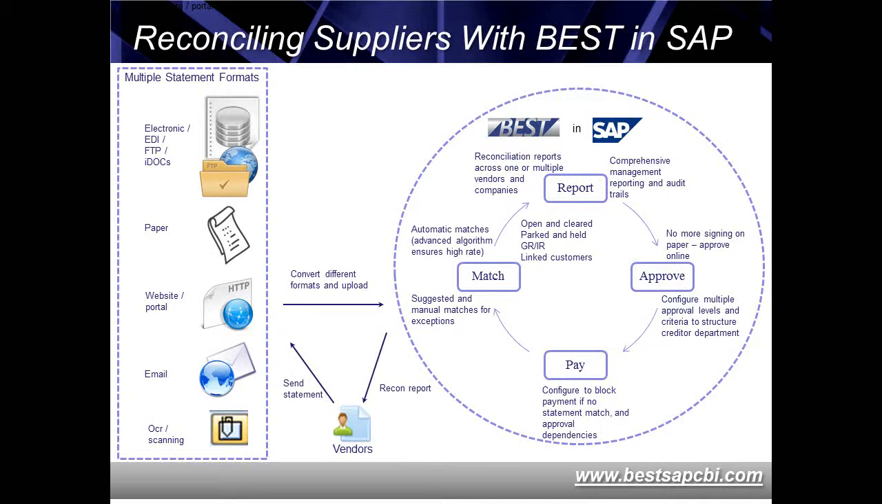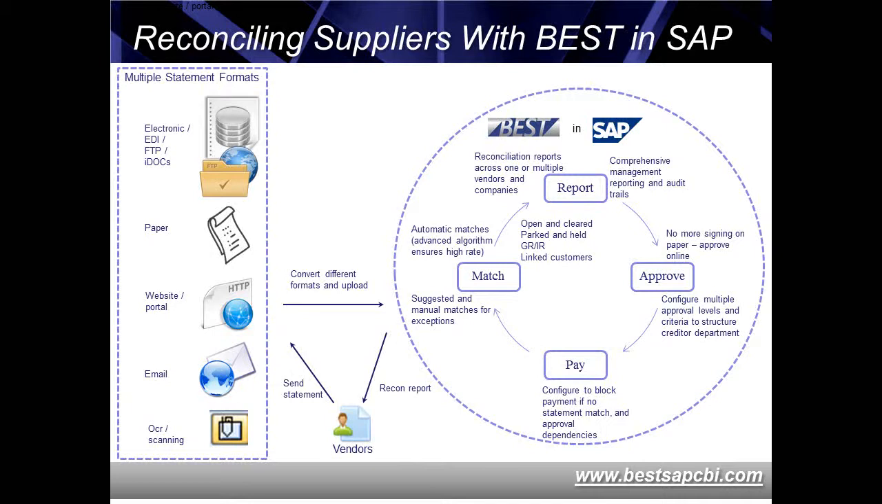If you use held or parked documents, these can be matched. Or if there's an item in the GR/IR account that has been goods received, but the invoice has not been posted, this can be matched. Or if you, for example, collect rebates using a customer account, these will also be matched.